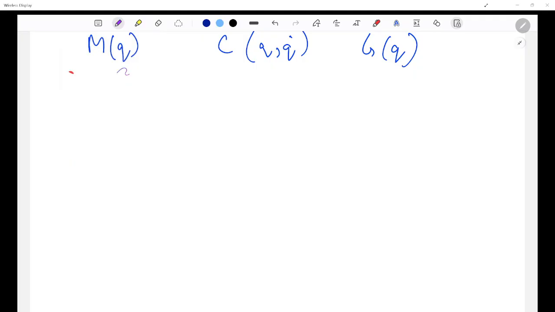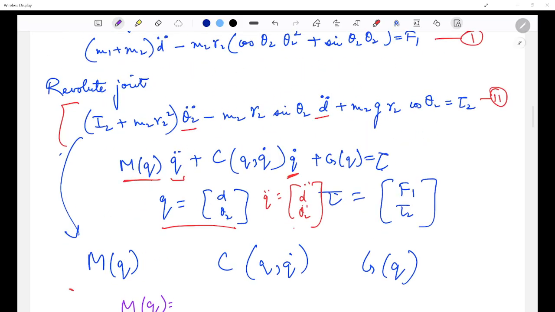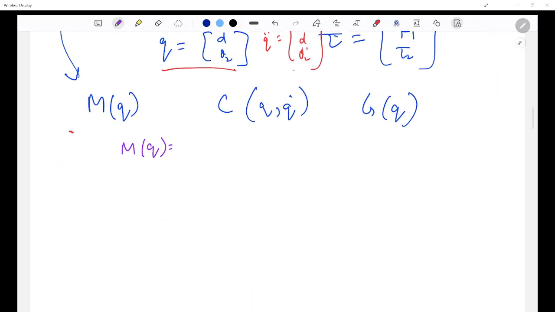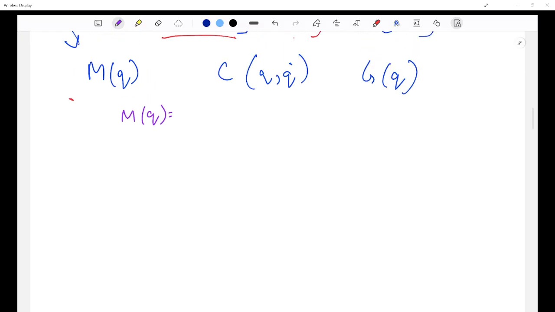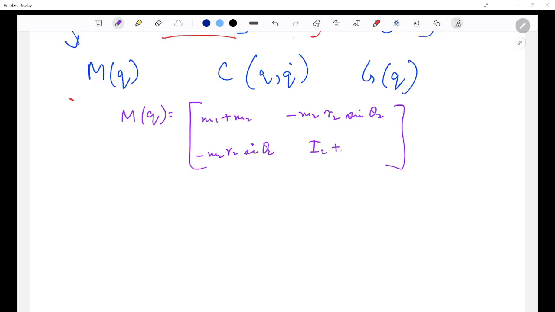Your M(q) matrix would be just arranging these terms and nothing else, okay? Your M(q) matrix would be M1 plus M2, M2 R2 sine theta 2, and I2 plus M2 R2 square. You understand it would be a 2 cross 2 matrix, right? Because it has to be a combination of both of the terms in q.